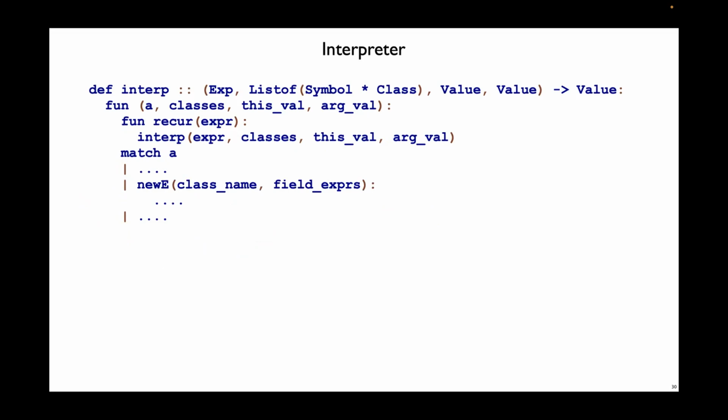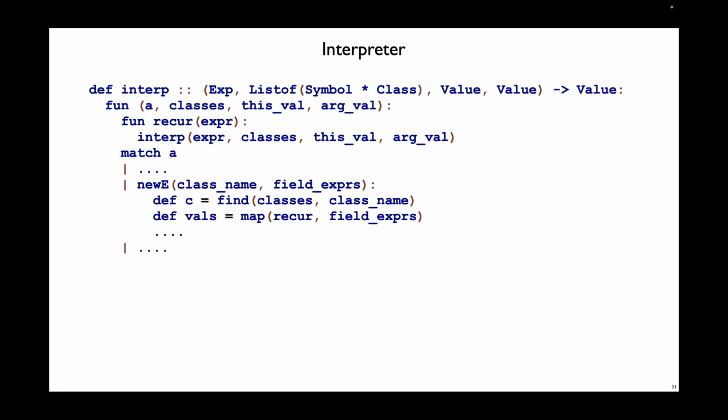New takes in a class name and expressions for the fields. We use a helper function find to look up the class value that matches that class name. This find is just like the environment lookup we've been using all semester. Second, we need to evaluate all the field expressions, and we can do that with our recur helper.